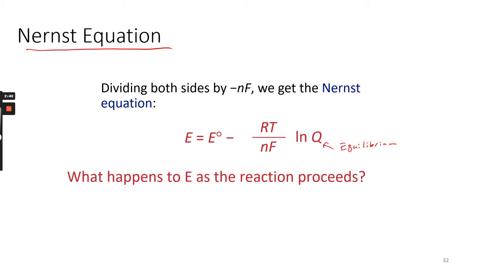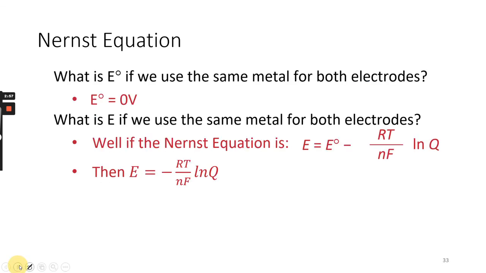So what happens to E as the reaction proceeds? As the reaction proceeds, E is going to decrease. And we're going to see later why. So what is E at standard conditions? If we use the same metal for both electrodes, well then your standard E will be 0 volts. What is E if we use the same metal for both electrodes? Well, this would be 0, and then E will just be equal to negative RT over nF log Q. Okay.